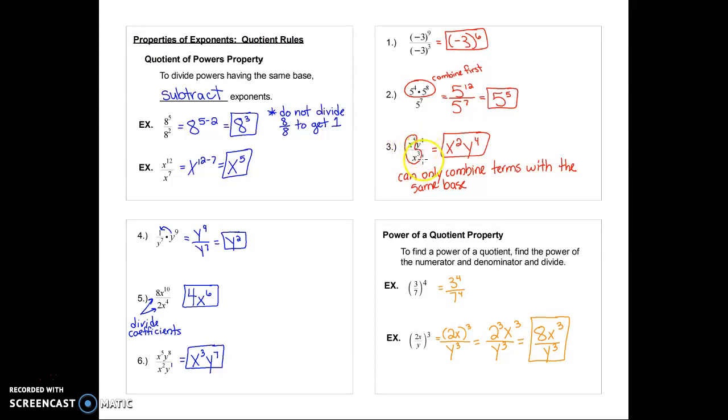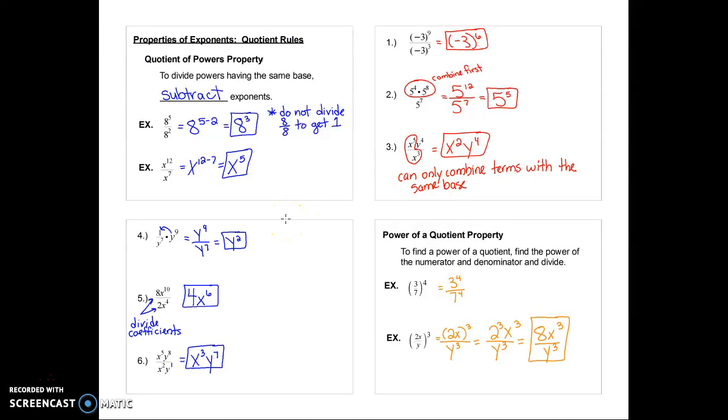But it's being divided by an x to the third, which means these have the same base. So I can divide that portion of it. I can simplify just that portion. So x to the fifth divided by x to the third, same base, so I can subtract their exponents. It's going to give me an x to the second. Then that y to the fourth just stays with your answer. There was nothing we could do to simplify it, so it stays y to the fourth in your answer. So remember, you can only combine terms with the same base.